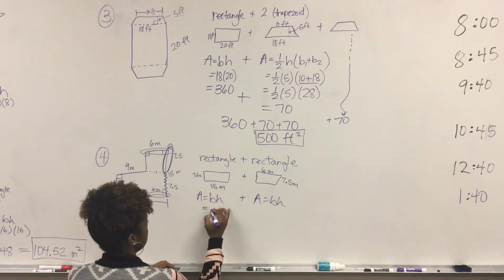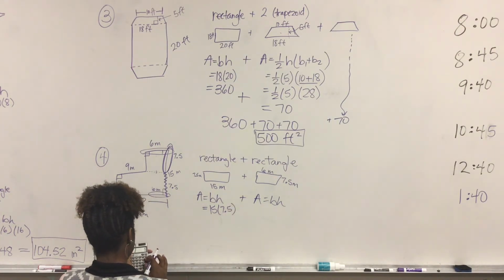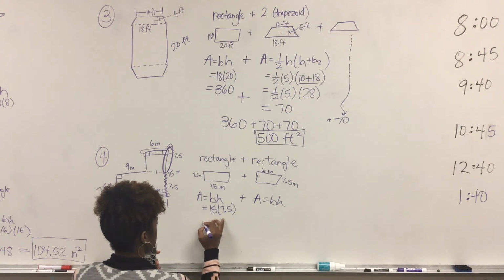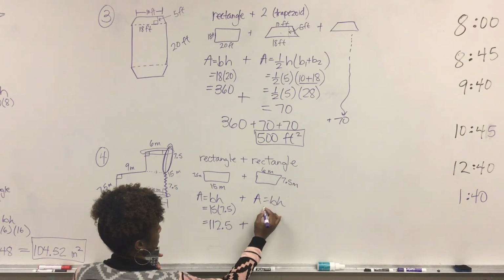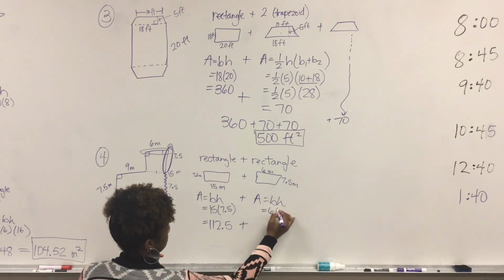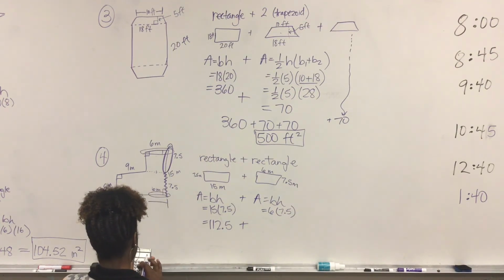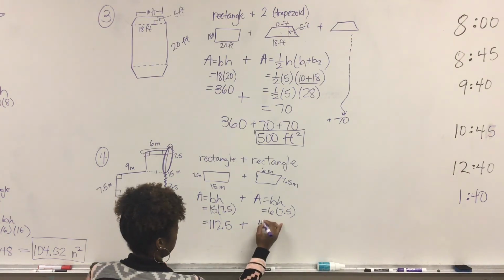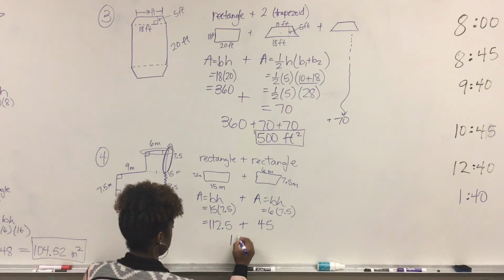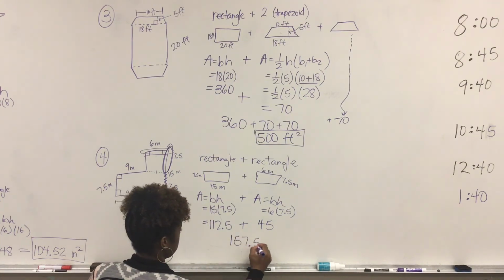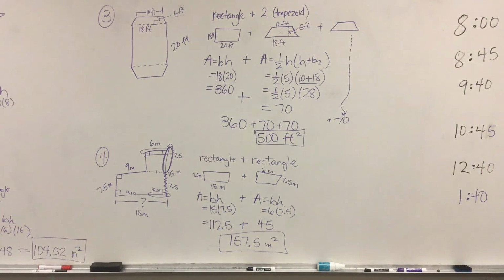The base is 15 times 7.5 is the height. That gives me 112.5 meters squared plus, fill in, the base is 6, the height is 7.5. 6 times 7.5, give me 45, cool. Add that to 112.5, and I get 157.5 meters squared as the area of the entire composite figures.